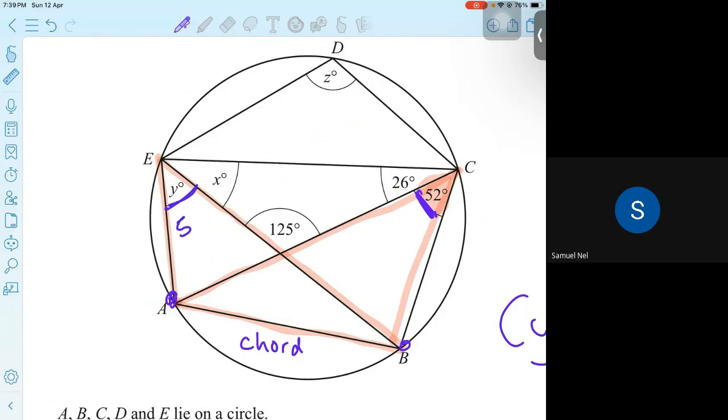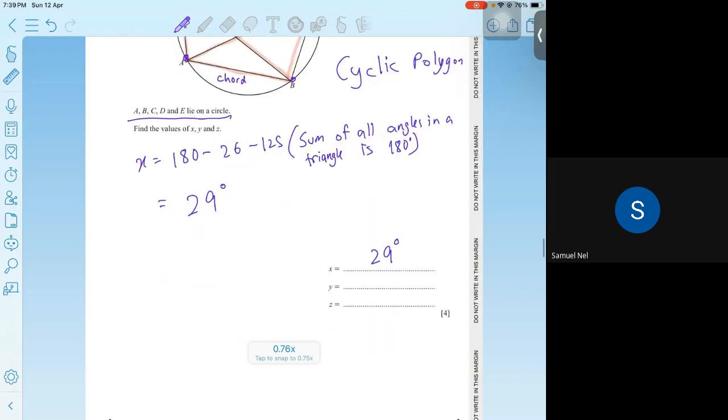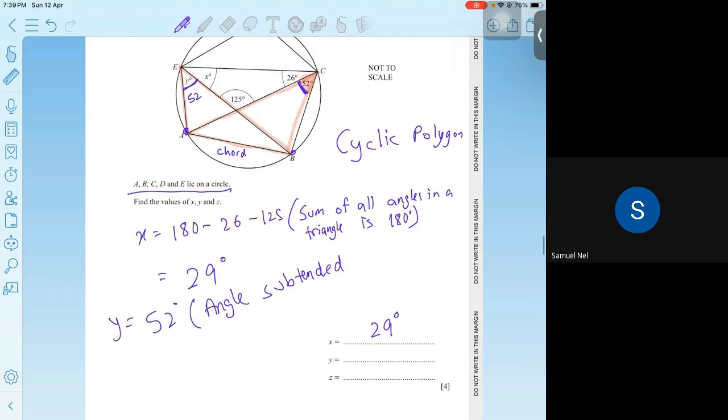So we have our second answer as well. This is 52. So Y is equal to 52 degrees. And we write the rule: angles subtended, basically formed from the same chord. Angles subtended from the same chord are equal.